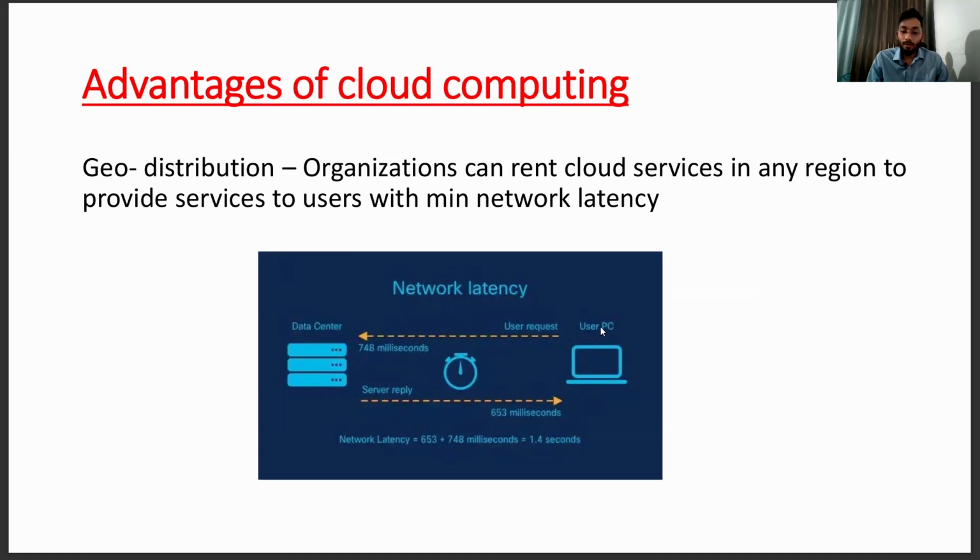Here, suppose I'm using the PC. I searched for laptop. It's taking 748 milliseconds. Then the data center replies, and it takes 653 milliseconds. Network latency is 653 plus 748. That's 1.4 seconds. Now, if the data center is very near to me, the time taken would be very less, the request would be accepted faster, and the page will load faster. So I would really want it, and that's another advantage of cloud computing, that minimum network latency is achieved.